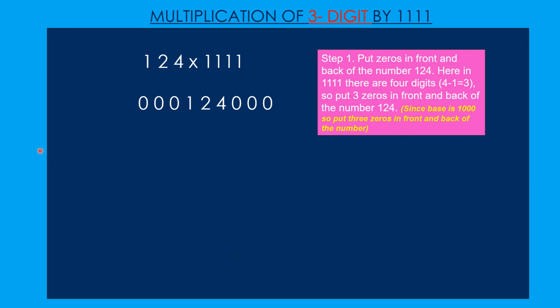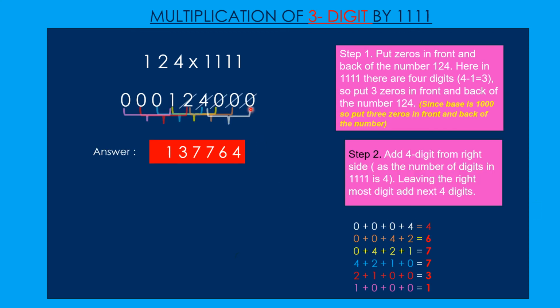Alright. So after putting zeros, what you are doing is you are adding the numbers from right hand side. So add 4 digits from right side. Why are we adding 4 digits? Because the number of digits in 1111 is 4. Alright, so add 4 digits, leaving the rightmost digit and then the next 4 digits. So let's start. 0 plus 0 plus 0 plus 4 is what? 4. So write 4 here in the answer box.